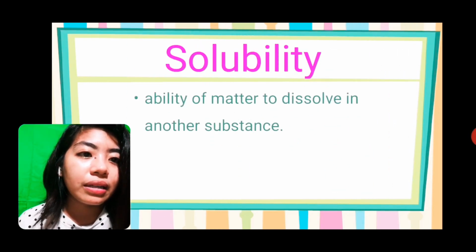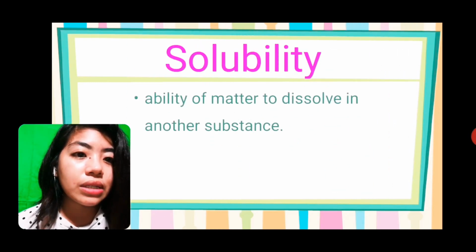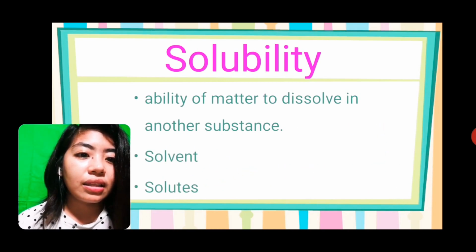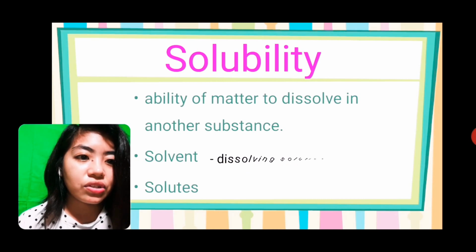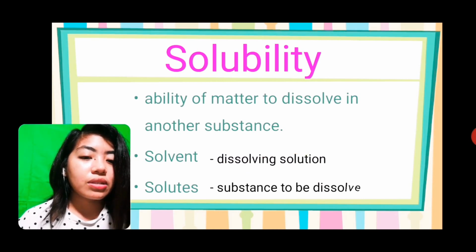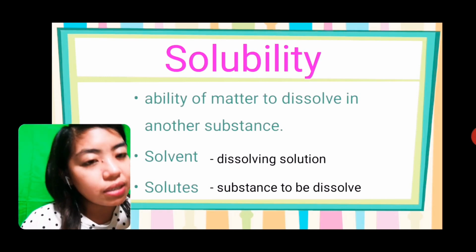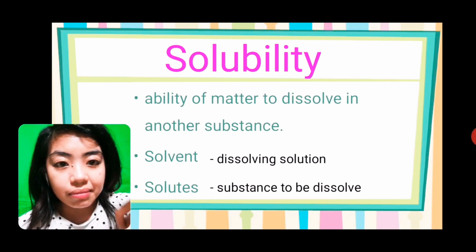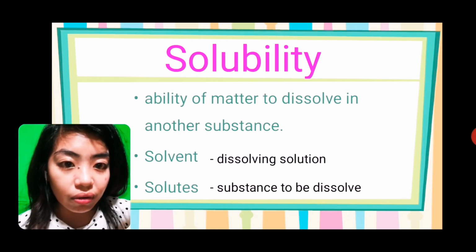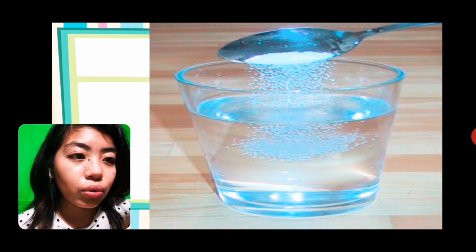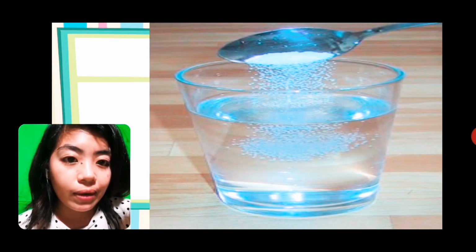Next is solubility, the ability of matter to dissolve in another substance. We have here the solvent and the solute. The solvent is the dissolving solution, while the solute is the substance to be dissolved. Our universal solvent is water, which is why we use it for dissolving. So, the solvent is the water, and the solute is what will be dissolved.